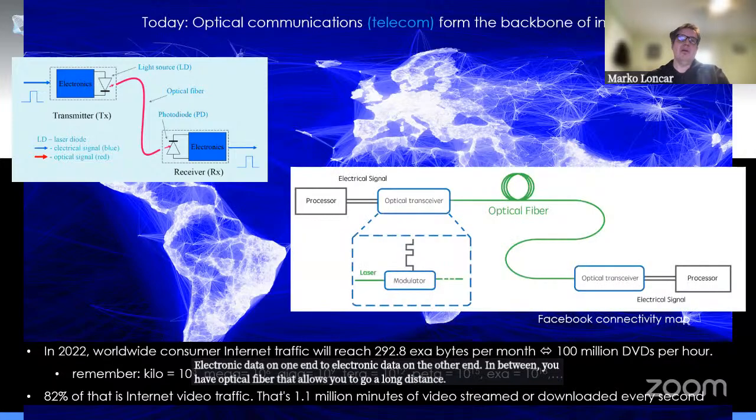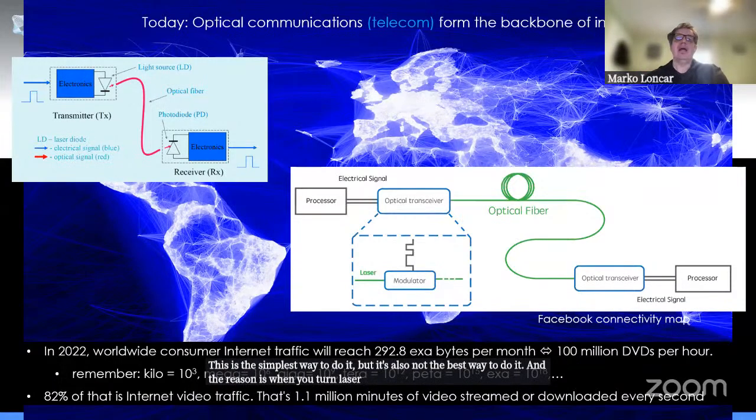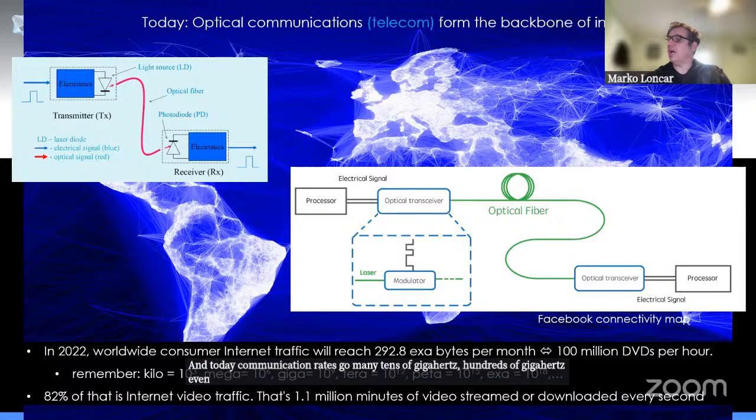This is the simplest way to do it, but it's also not the best way to do it. The reason is, when you turn a laser on and off very fast, and today communication rates go to many tens of gigahertz, even hundreds of gigahertz, which means, what is this, 100 billion times per second, you are switching light on and off. Lasers tend to go a little crazy.